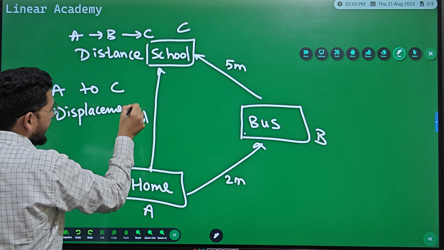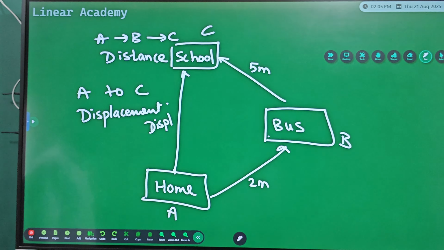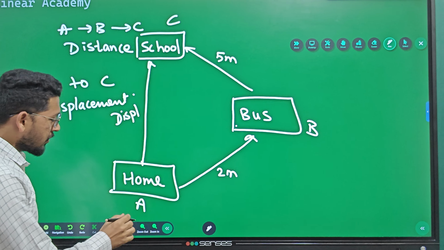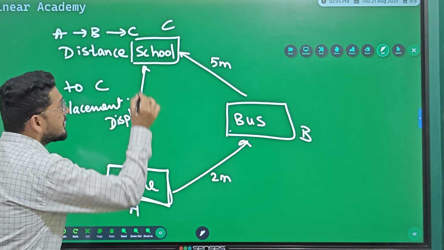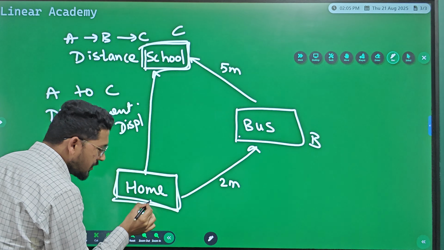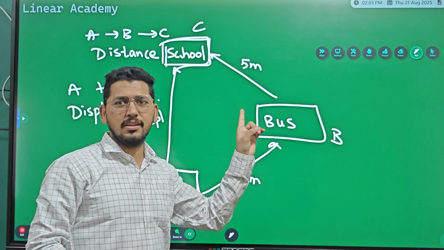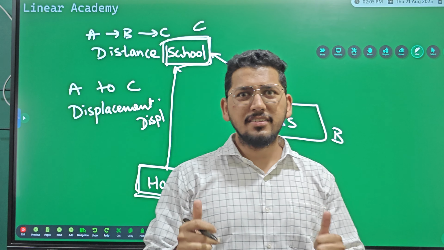Yes or no? Did you understand? Distance is the longer part and displacement is the shorter part. Here you can see an initial point and a final point. Moving from initial to final is called displacement. And if we are changing direction, that is called distance. So this is a simple part.